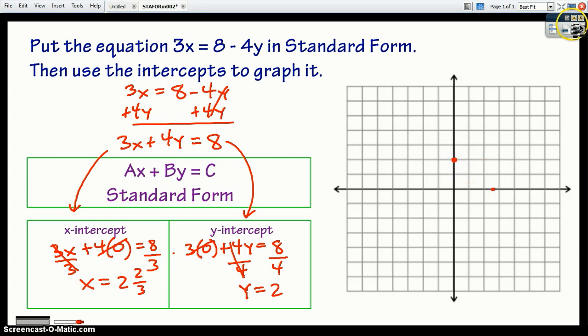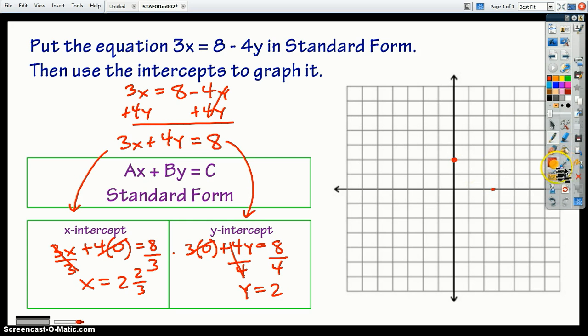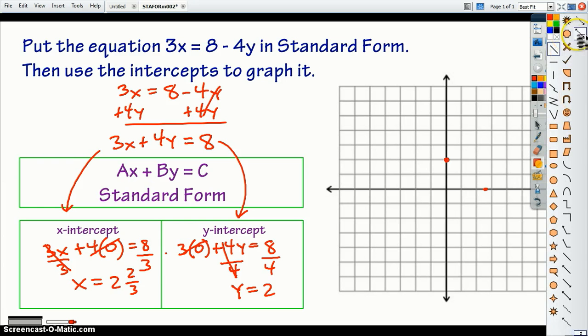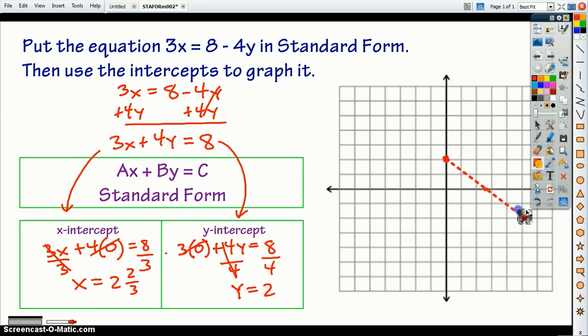So, because it's a linear function, 2 points is all I need. I know my graph is going to look something like this. So if we do it like that, and since it does continue forever, we'll just do it like that. Alright, and so that's the equation, 3x equals 8 minus 4y. We put it into standard form so that we could plug in zeros for x and y and find the x and y intercepts, and then just use those 2 points to graph.